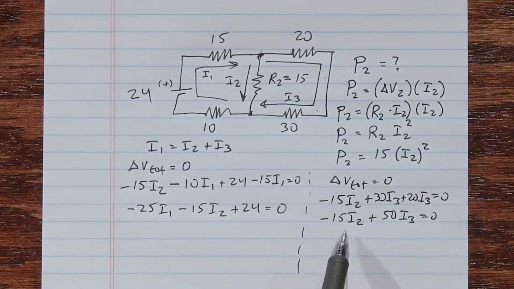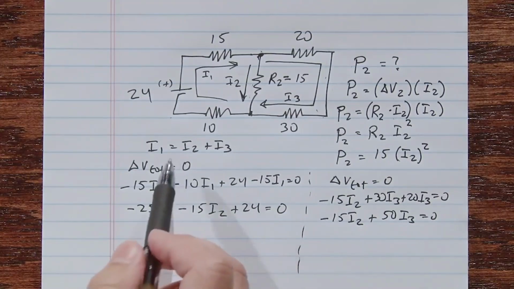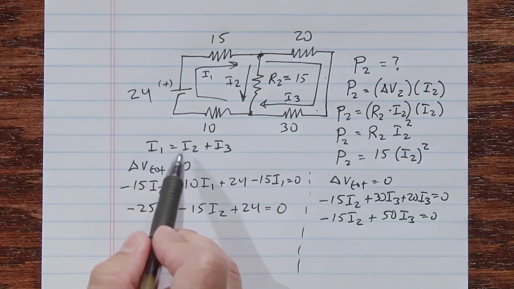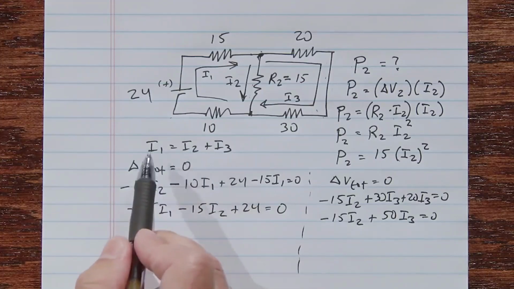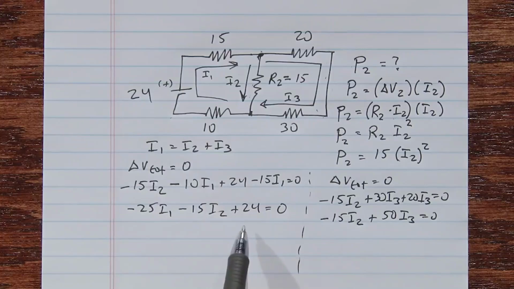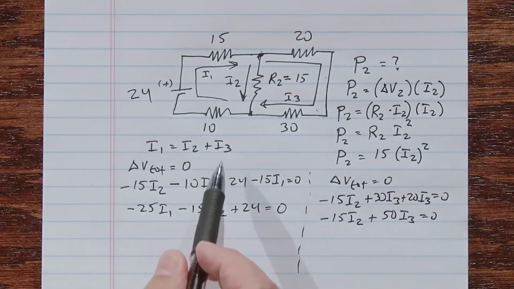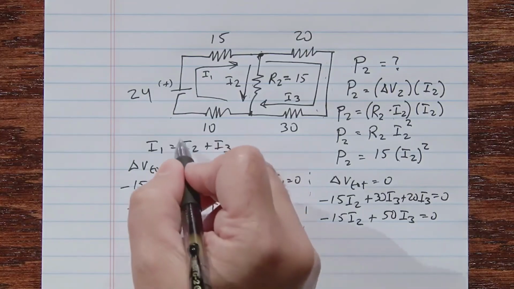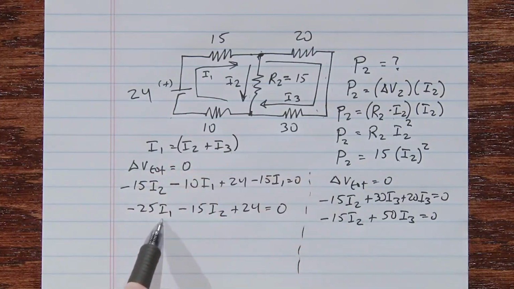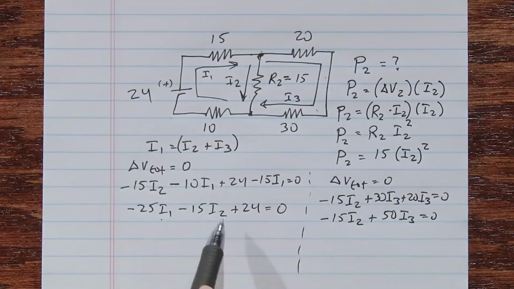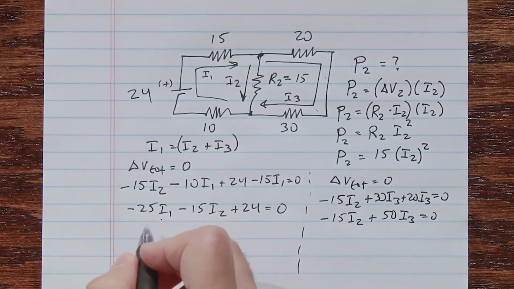Okay, so what we have here is three equations and three unknowns. Our three unknowns are I1, I2, and I3. Here's one equation. Here's another equation. Here's another equation. This equation only has I2 and I3 in it, so I'm going to substitute this in for I1 right here, and that'll give me an equation with just I2 and I3 in it. And then I'll have two equations and two unknowns, and I can work that to a solution.